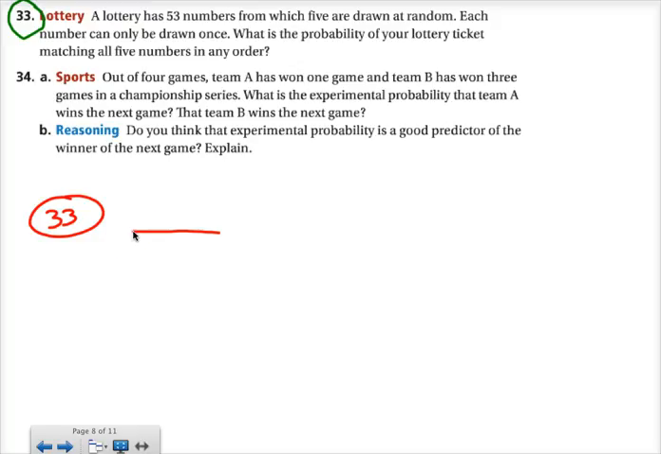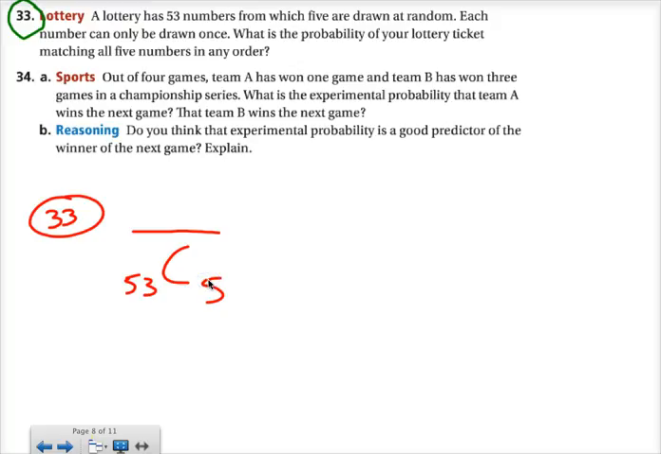Now, let's take a look at the total. 53 numbers to draw, and 5 are drawn at random. Now, it doesn't matter what order they're in. It doesn't say there's a Powerball or anything fancy like that we're looking for. It's just saying you need to match the numbers. So out of those 53, if we don't care about the order they come in, we're going to use combinations, C. And they're going to choose 5 of them. So our total is going to be 53 choose 5.